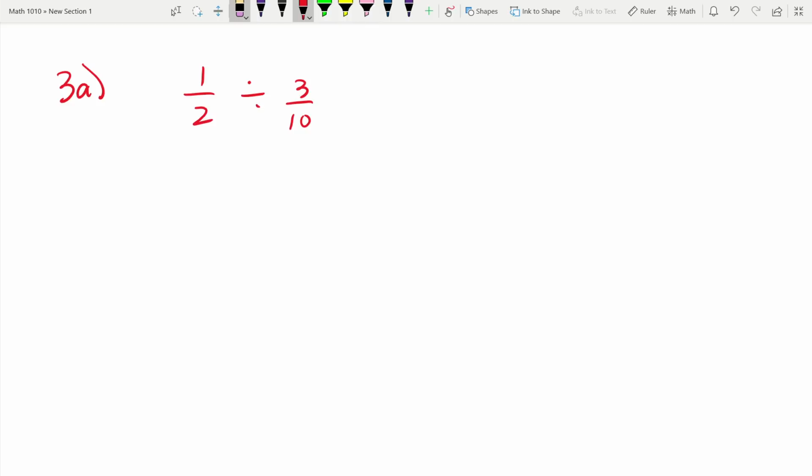List restrictions. I actually don't list restrictions until I flip it, so I actually think those steps should be out of order, in the opposite order. So I'm going to write that as 1/2. The division goes to a multiplication. 3 over 10 flips upside down to 10 over 3. Make sure you flip the second one upside down and not the first one.